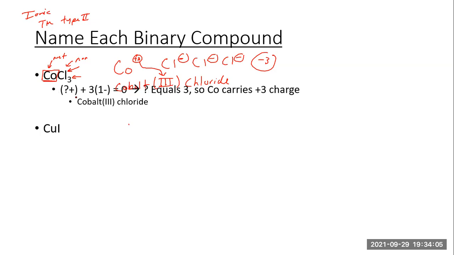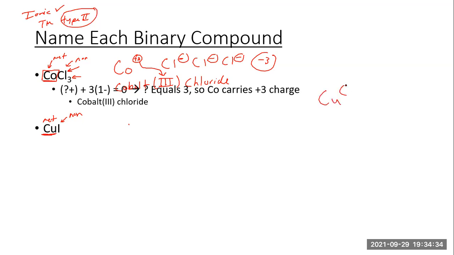If we look at this one, this is CuI. Cu again is copper, which is a metal. I is iodine, which is a non-metal. Again, that tells me it's ionic. I look at copper, I see it also in the middle of the periodic table there at 29. That tells me it is a type 2. And again, we need to figure out what the charge is.